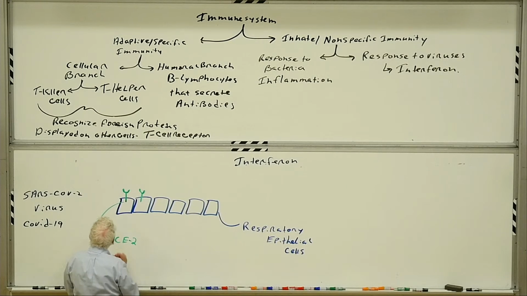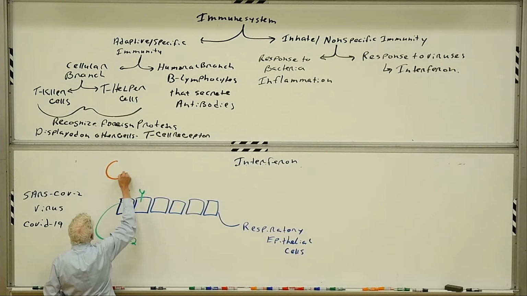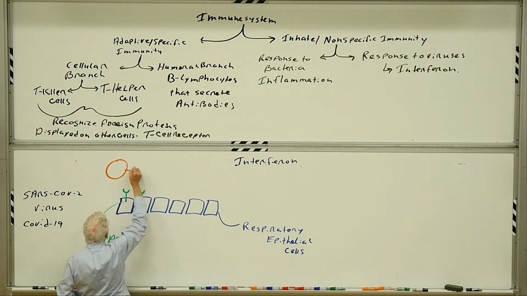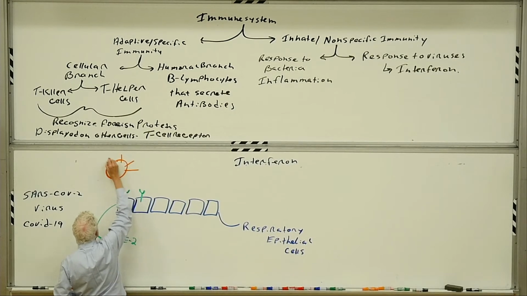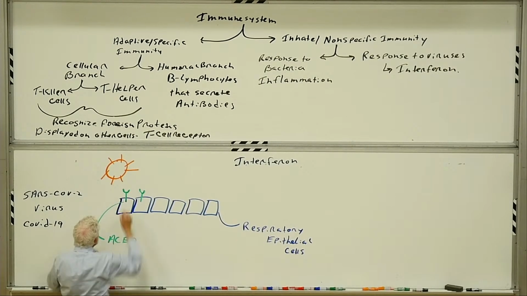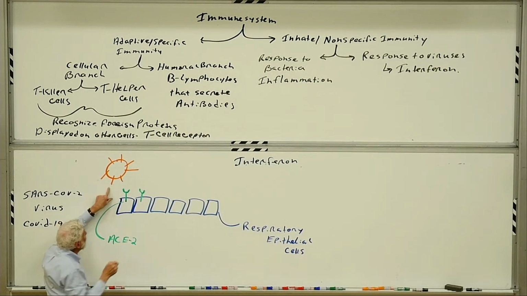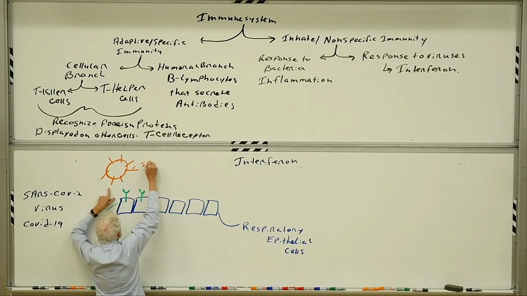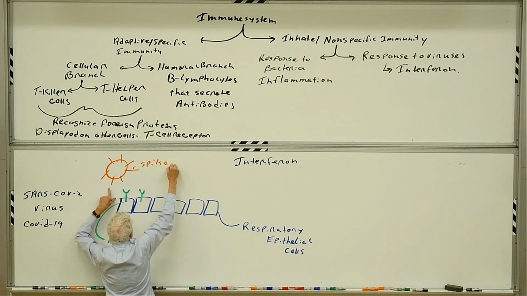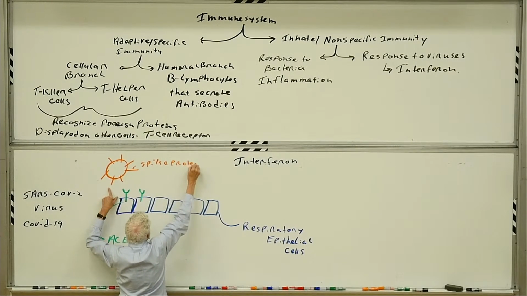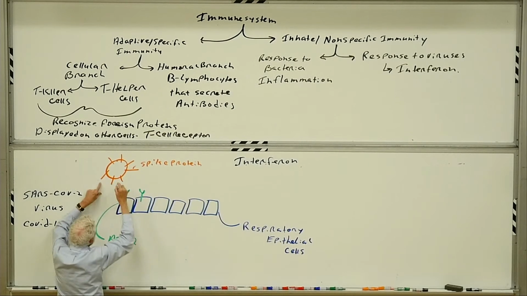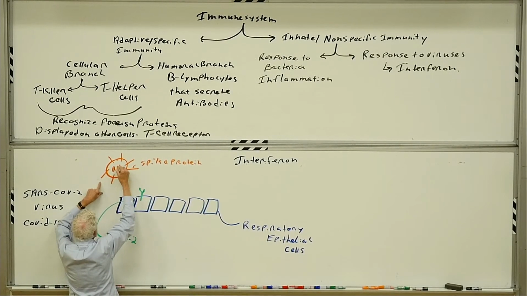And now here comes the villain in the story. This is the coronavirus. It has these spikes coming out of it. It has a proper phospholipid bilayer. Across the phospholipid bilayer is the spike protein. Inside the phospholipid bilayer is RNA because it's an RNA virus.